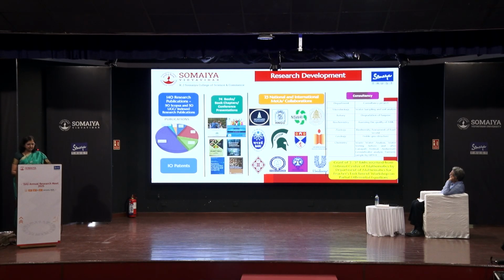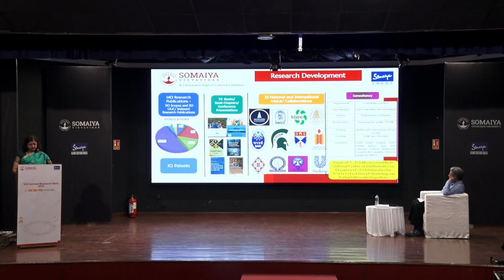And we have various MOUs and collaborations. Consultancy, we have consultancy with a few departments. Microbiology, we are doing water sampling and soil analysis. Botany, we are doing degradation of bagasse, again for Godavari Biorefinery. Biochemistry also, assessing the quality of milk at Nareshwadi. Zoology, biodiversity assessment. And geology, noble gas structure, and chemistry, we are doing wastewater analysis and so on.